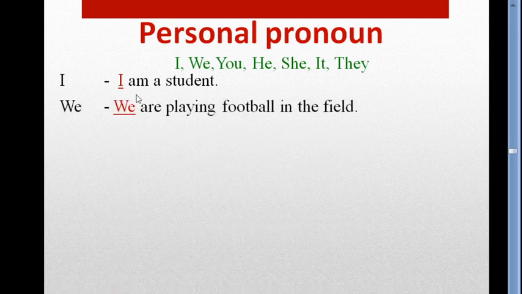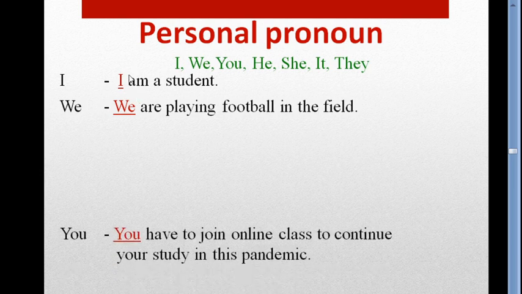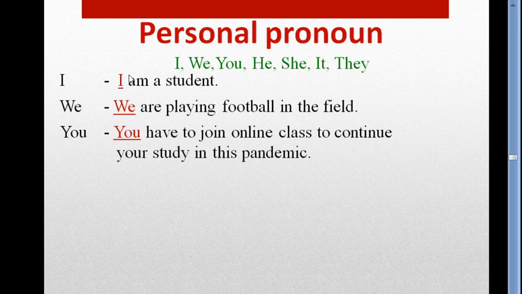Next one is we. We is used to indicate more than one speaker and listener. The example is, we are playing football in the field. You. You is used to indicate the person about whom something is said. The example is, you have to join online class to continue your study in this pandemic.